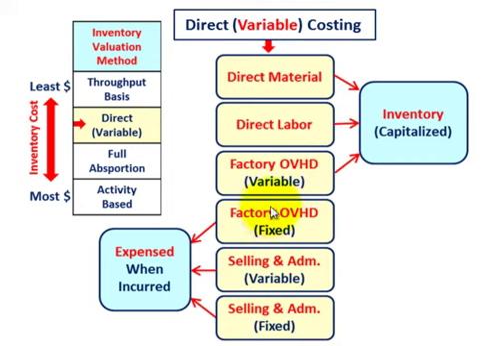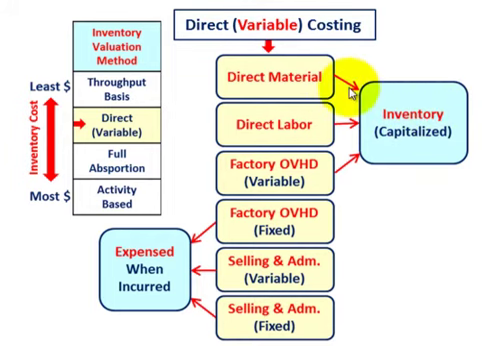Now, the factory overhead fixed portion, and any selling and administrative expenses, both the variable and fixed portion, are all expensed when they're incurred. When I'm talking about selling and administrative expenses, I'm lumping all those fixed and variable overhead costs for engineering, research, development, and so forth, into selling and administrative expenses. So when you're talking about direct or variable costing, just remember that factory overhead is only the variable portion of the overhead that gets included in the inventory.